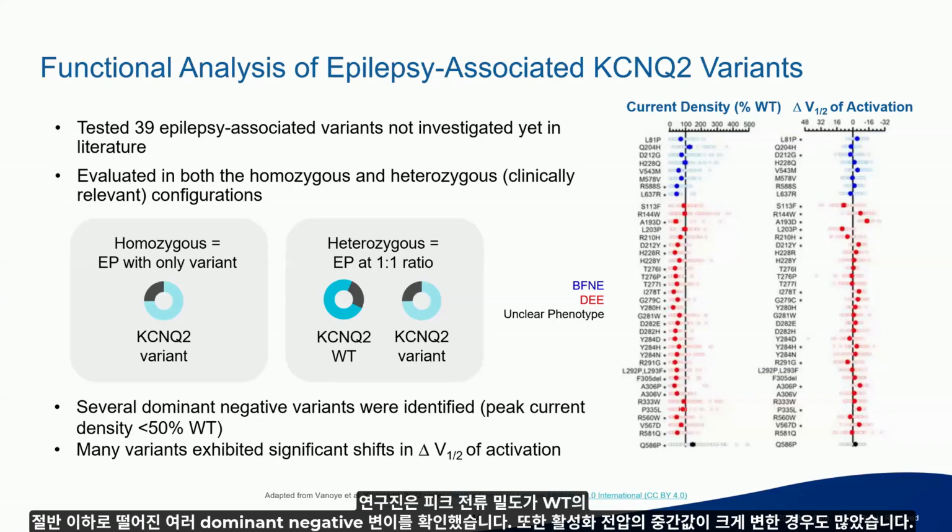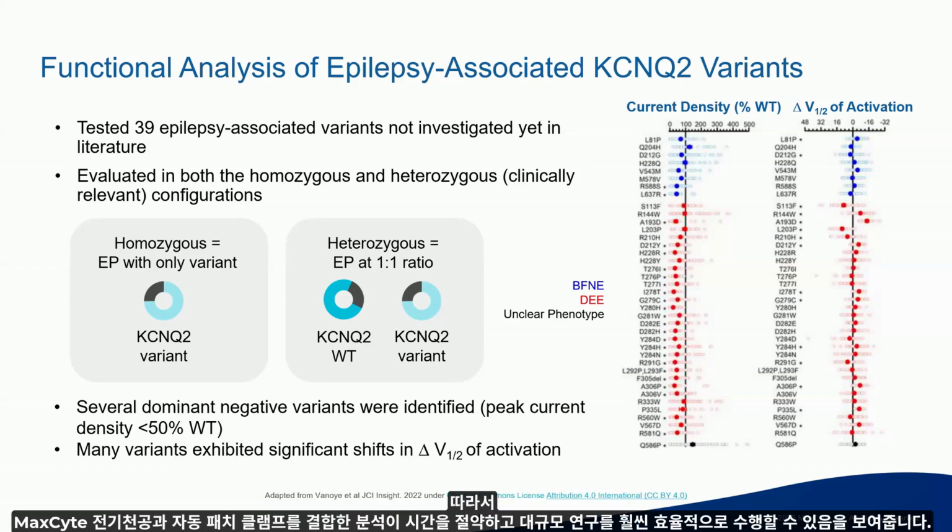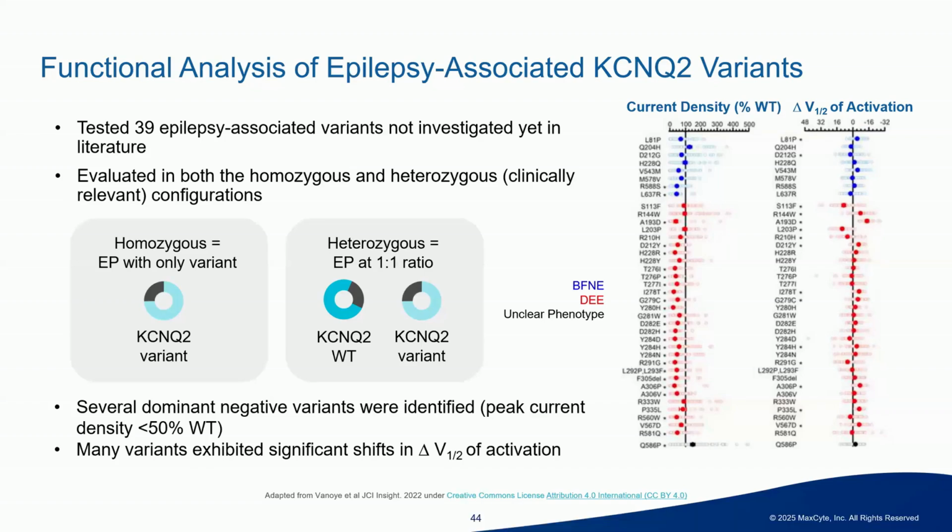And so we can go over the nitty-gritty details of all these variants, but you can just see here that each one of these would have been a stable cell line to somehow produce at these 1-to-1 ratios, but that is just very, very difficult to produce that many different stable cell lines manually. And so this kind of shows you how MaxCyte plus automated patch clamp workflow helps you save time and lets you do these larger studies more economically.